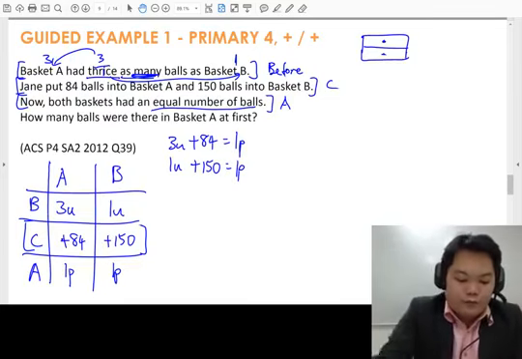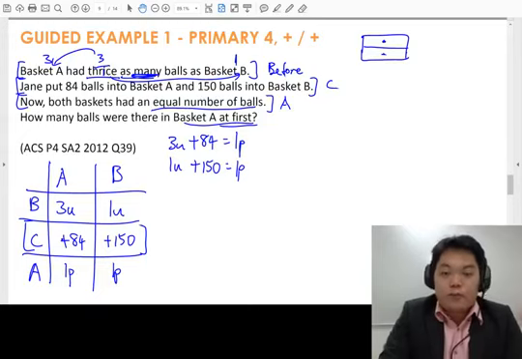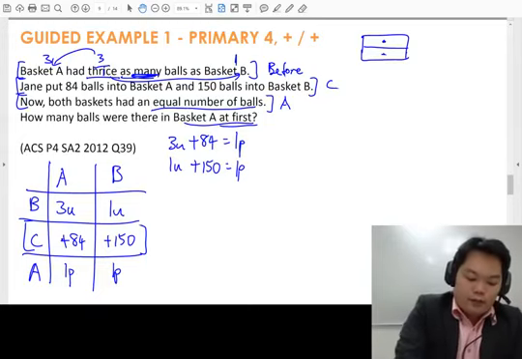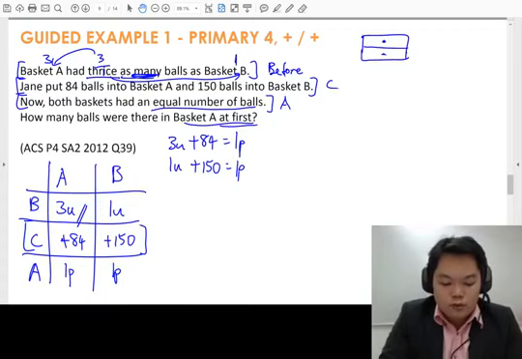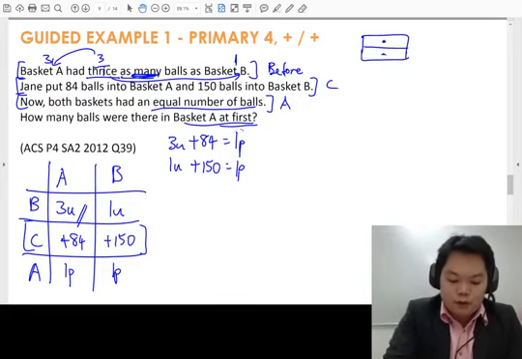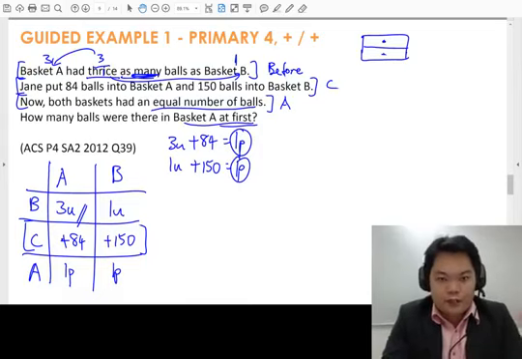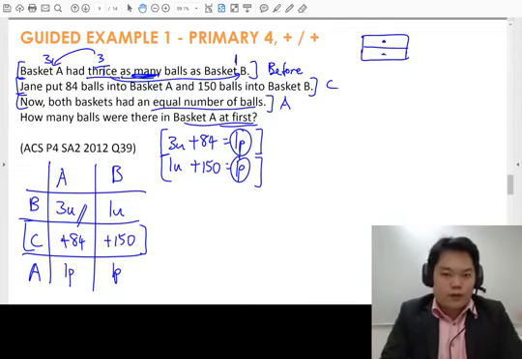And then we observe what we want to find first. We are to find the number of balls in basket A at first. That would be 3 units in this table. To compare something like that, you have to make something the same first. In this case, there is no need to make anything the same because the parts are already the same. So we bracket these up because these are the two models that we want to draw and compare.